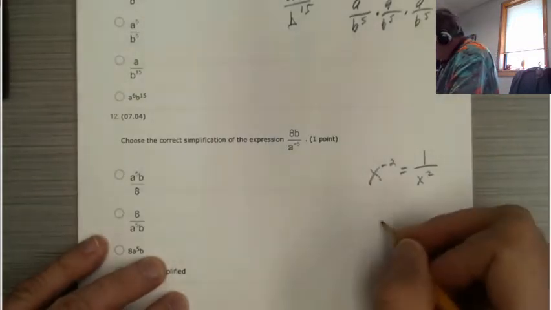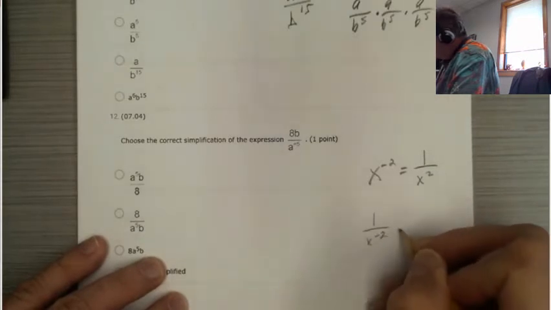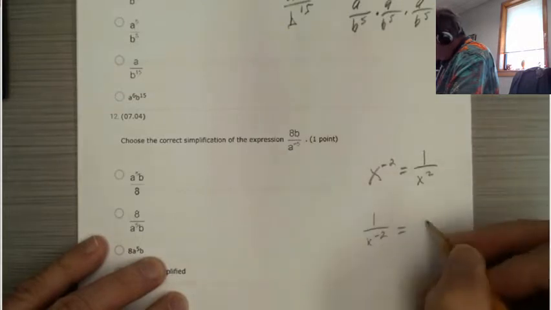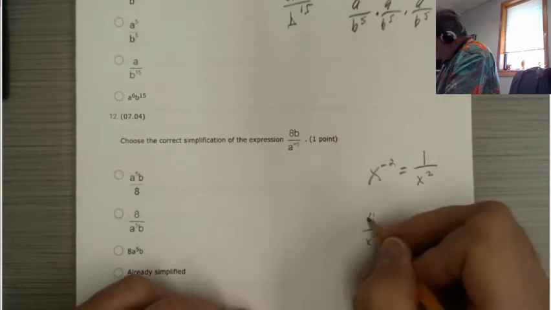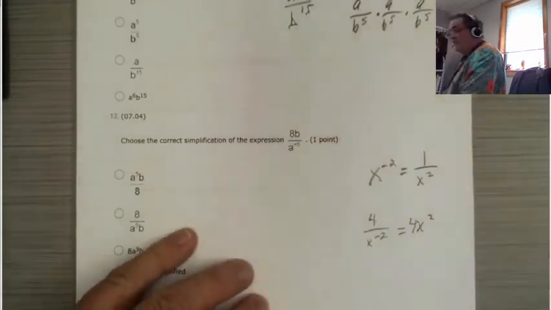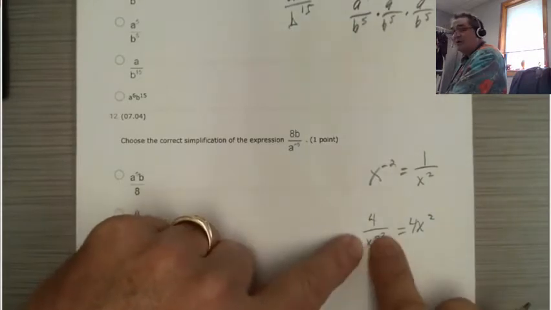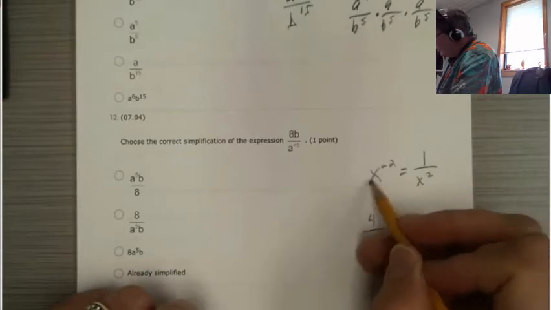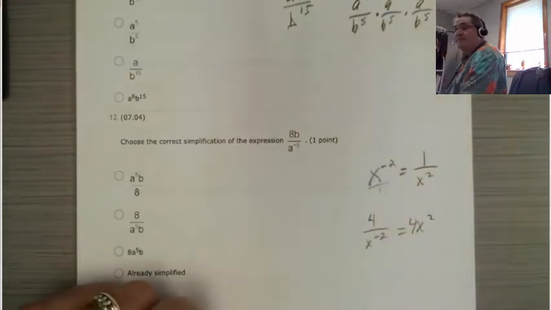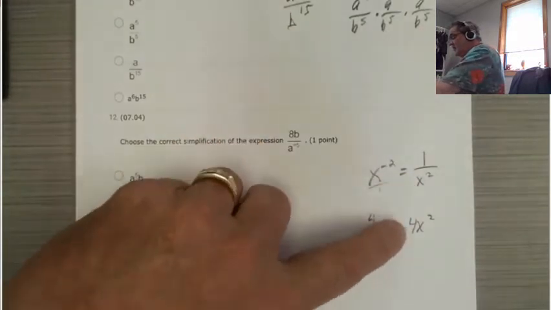If we had 1 over x to the negative 2, we can move the x on top of the fraction and make that positive. If this was a 4 over x to the negative 2, then we'd still have a 4 on top of the fraction. So 4x squared. 4 divided by x to the negative 2 power is the same as 4x squared. So if it's on top of the fraction, which is just over 1, you move it to the bottom and it makes it positive. If it's in the bottom, you move it to the top and make it positive.